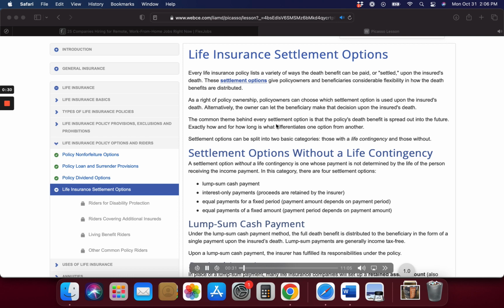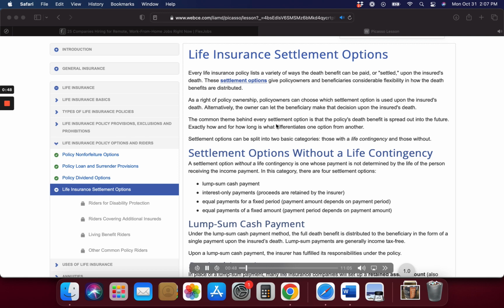The common theme behind every settlement option is that the policy's death benefit is spread out into the future. Exactly how and for how long is what differentiates one option from another. Settlement options can be split into two basic categories, those with a life contingency and those without.